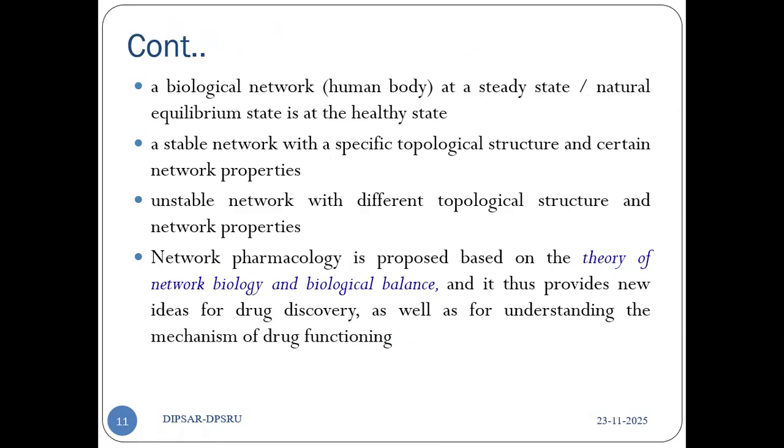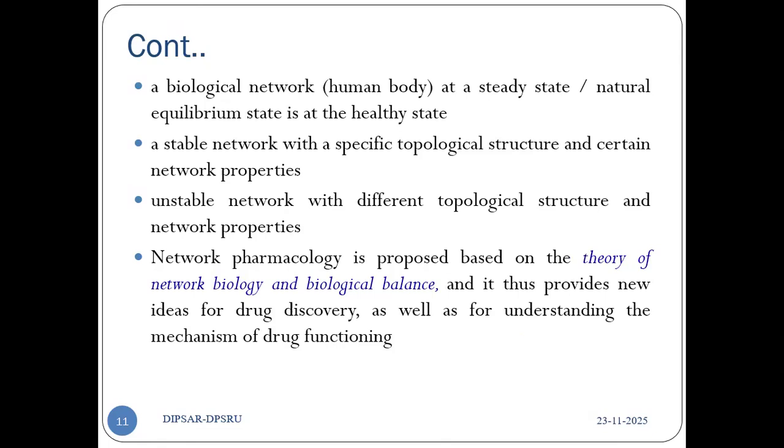is in a healthy state. So what are the topological parameters in healthy persons who do not have a disease? What is the network? Because a network is also there when a person is in a healthy state. You are taking food, and there is a lot of interaction happening among the molecules, right? But it's a natural equilibrium state, and you are creating a stable network. That stable network has specific topological structures and certain network properties, right?